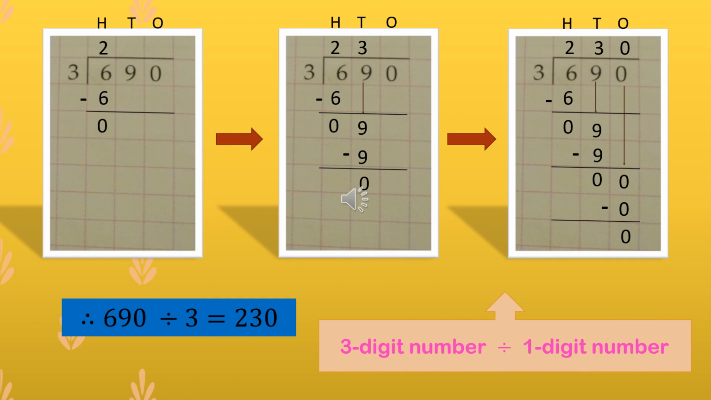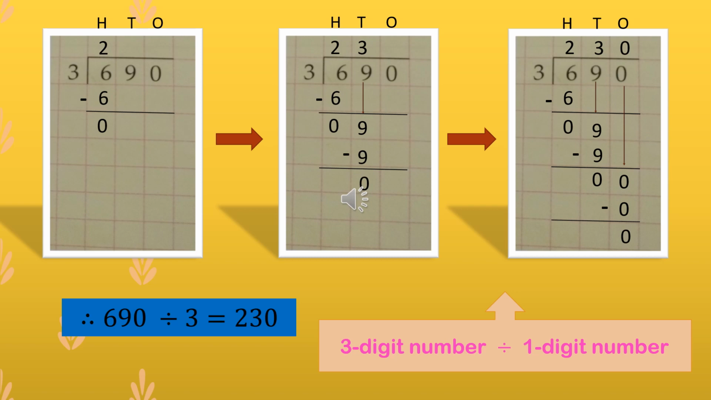Now children, let's learn how to divide a 3-digit number by a 1-digit number. See here the example is 690 divided by 3. See, 690, our dividend, is a 3-digit number and 3, our divisor, is a 1-digit number. Okay, now let's see, and this sum we shall solve in 3 steps. So look at the first step.